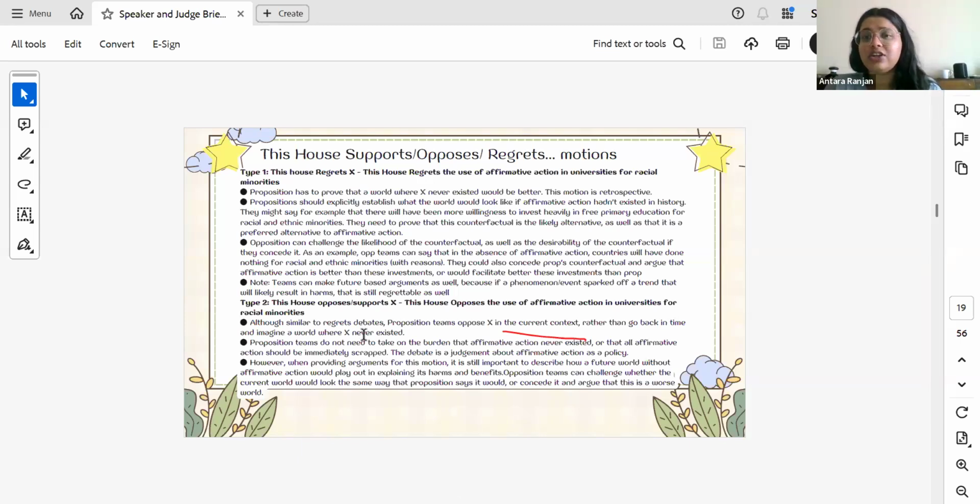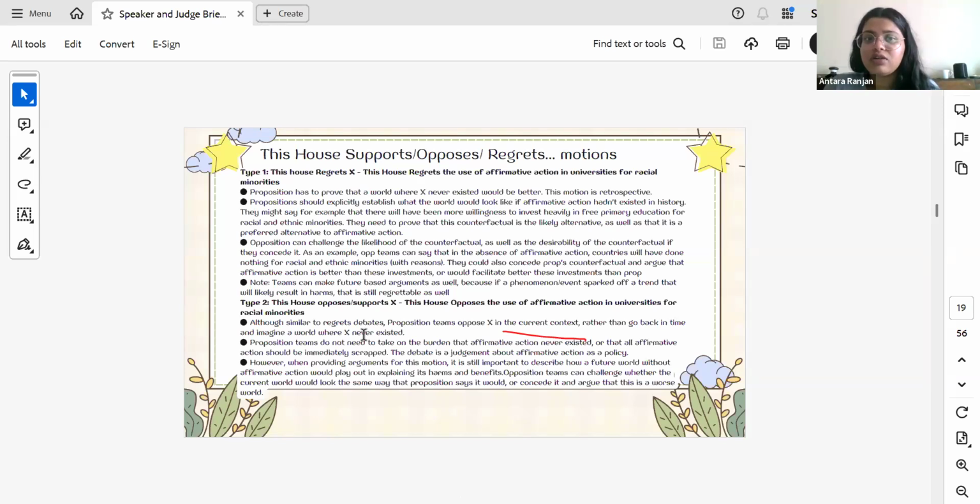Then you have motions that talk about opposing or supporting anything, right? This house supports the use of affirmative action in universities for racial minorities. What does this mean? This house believes that in countries where reservations happen on the basis of race and communities, we believe these reservations shouldn't exist, right? We oppose their existence.